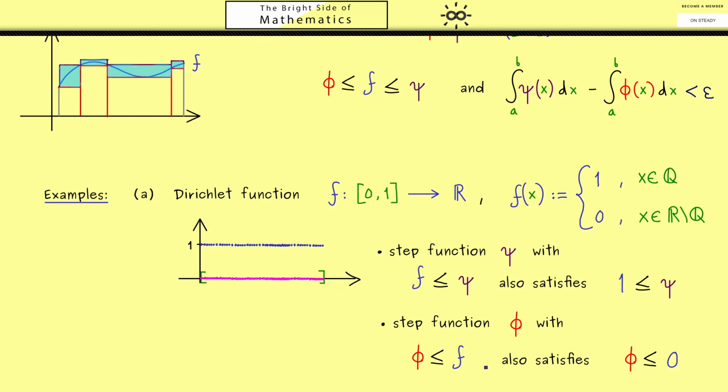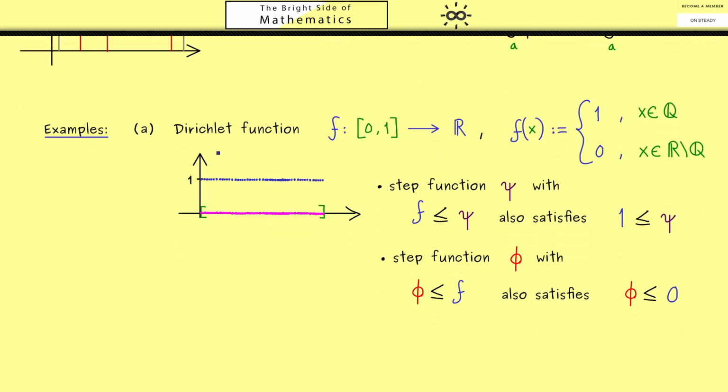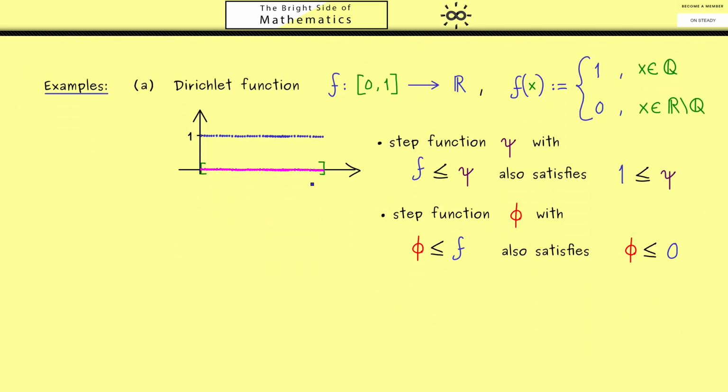In summary, you see we have two properties here that hold for all step functions psi and phi. And therefore we have immediately an estimate for the two integrals here. And the conclusion will be we can't push the difference below 1. Of course, the first integral will always be greater or equal than 1 and the other one always less or equal than 0. In other words, we cannot fulfill this property for all epsilon. In fact, this is all we need in order to show that the Dirichlet function is not Riemann integrable.